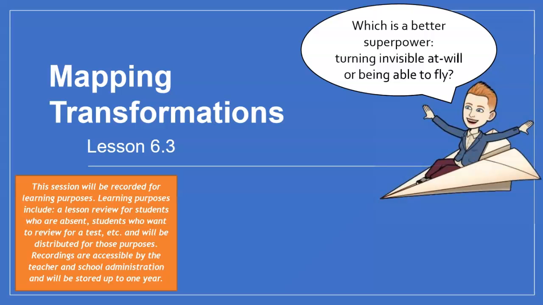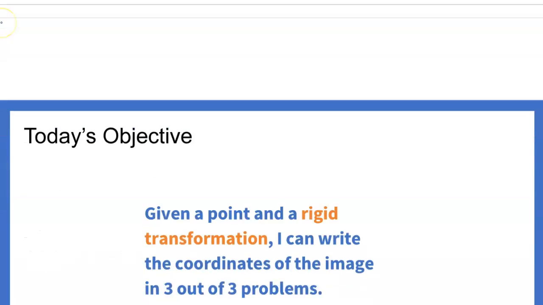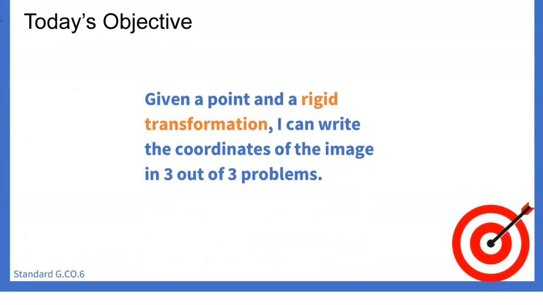Today we're going to be talking about mapping transformations, lesson 6.3. And our objective today is, given a point and a rigid transformation, I can write the coordinates of the image in 3 of 3 problems.